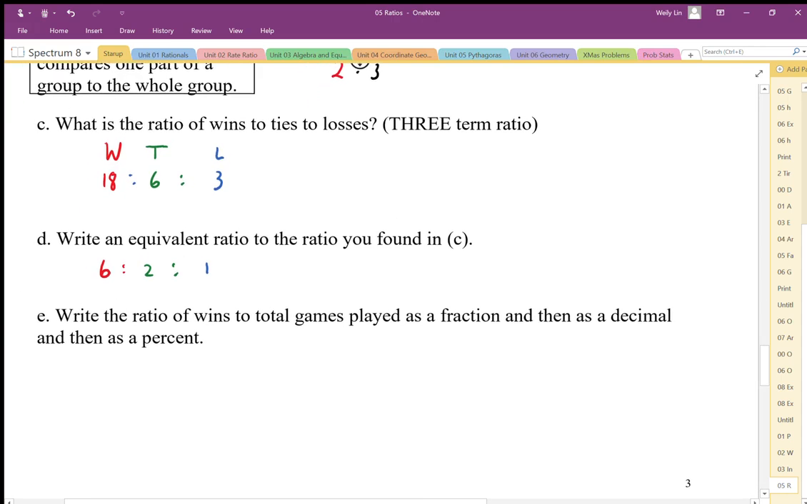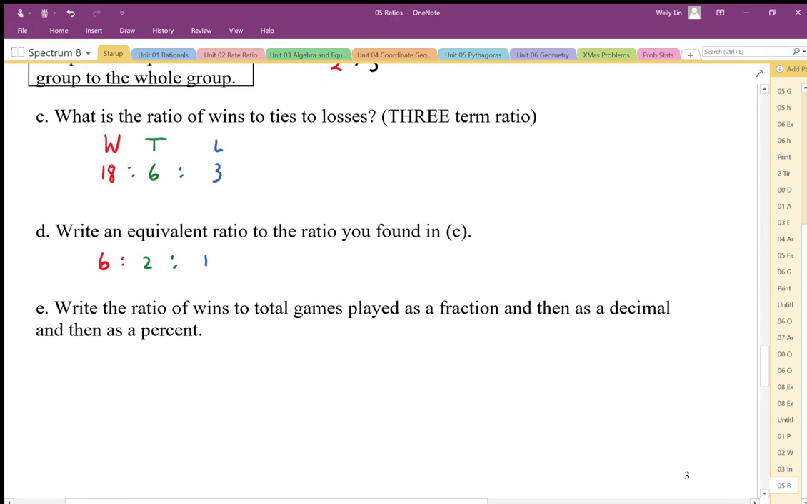Write the ratio of wins to total games played as a fraction, and then as a decimal, and then a percent. So wins to total games played: 18 wins to 27 games. We can write this as a fraction as 18 over 27. We can write this as a decimal, 0.66 repeating. And then as a percentage, it works out to be 66.67%. I've rounded that last decimal.